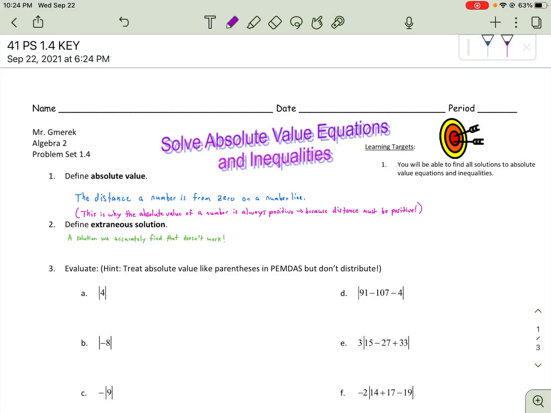Hey everybody, here's problem set 1.4 key. I've already defined some stuff for you.